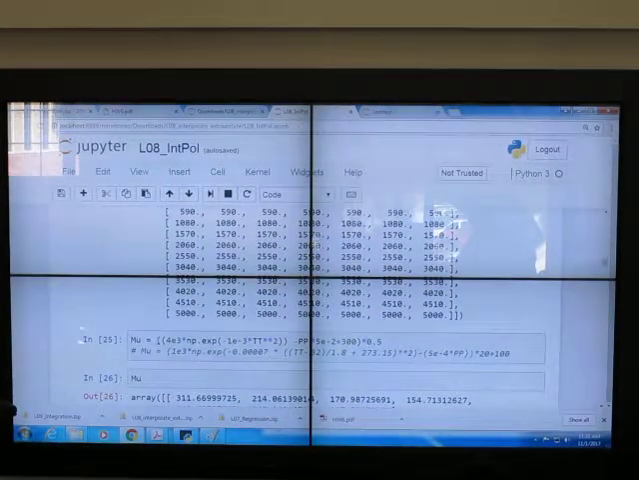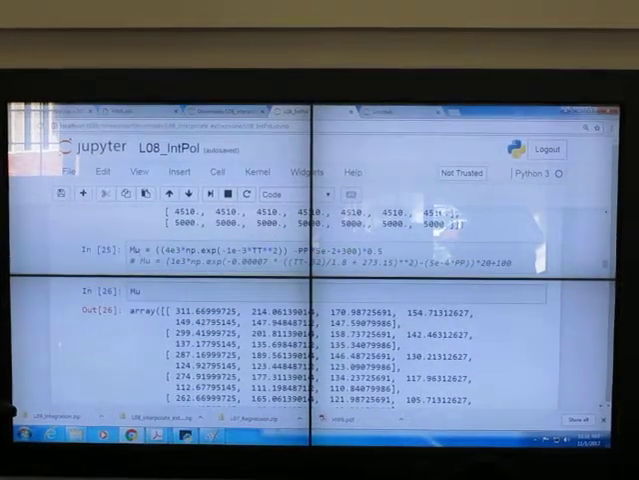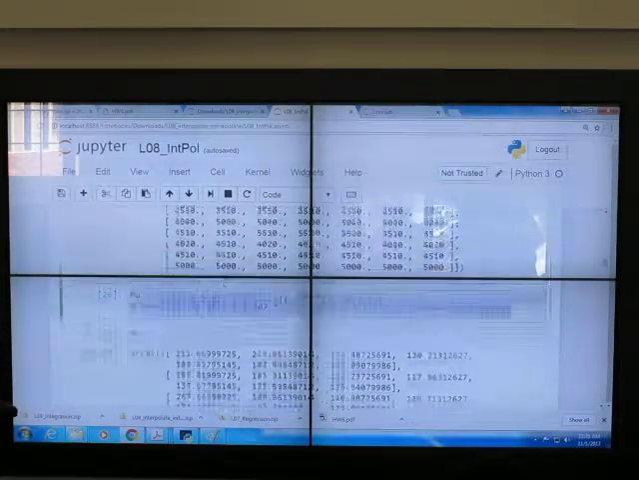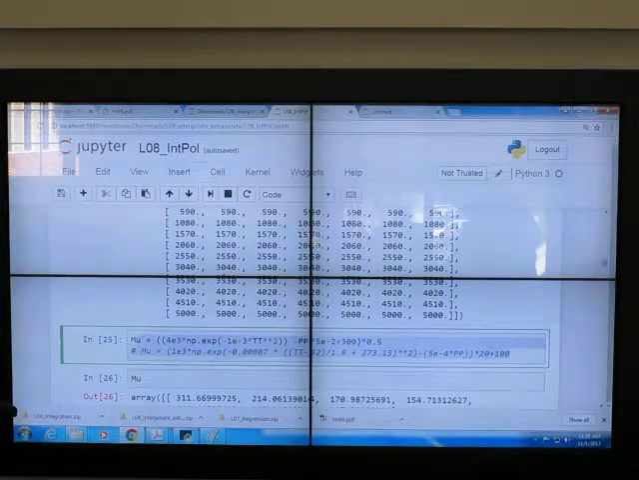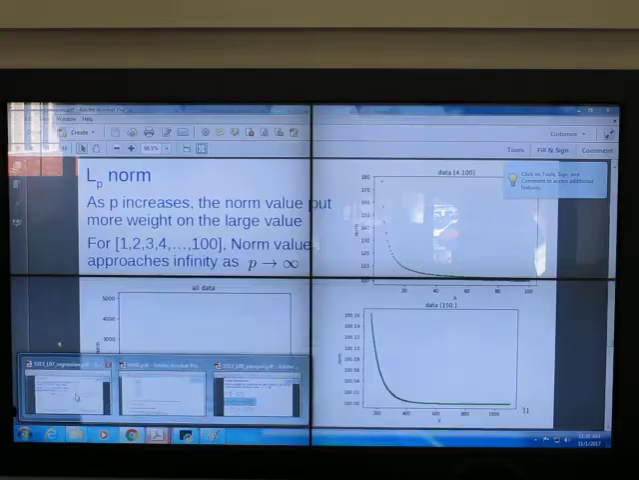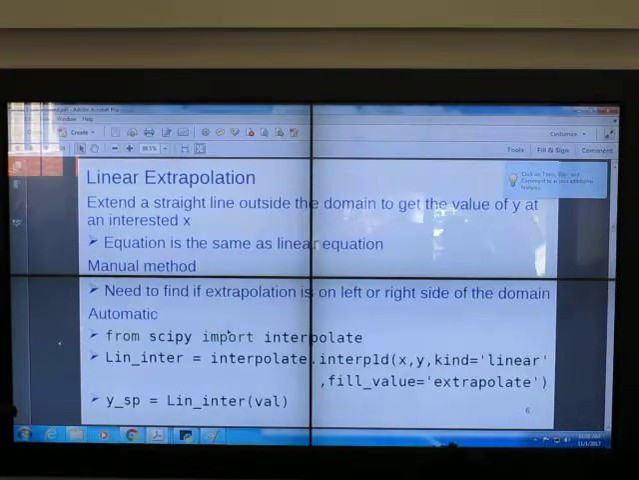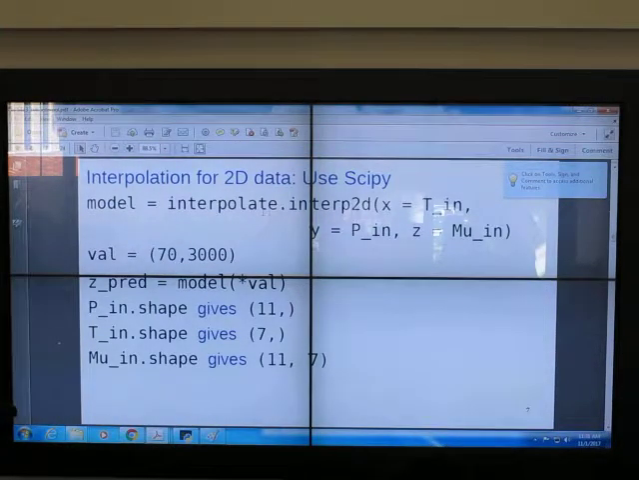Let's assume that we have viscosity data in 2D. So viscosity is assumed to be a function of temperature and pressure defined like that. But you don't know the actual function, okay? If you know the actual function, you don't need interpolation. So what do we do? This time, viscosity is a function of both temperature and pressure. In the lecture, what do we do for 2D interpolation? So you can do interpolate.interp2d, or you can do what I did.